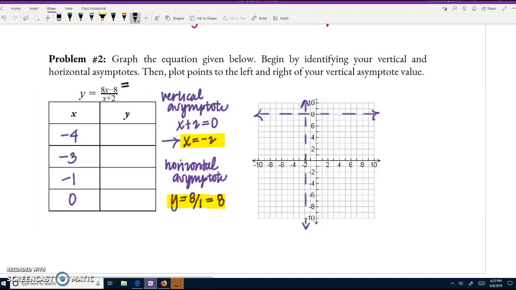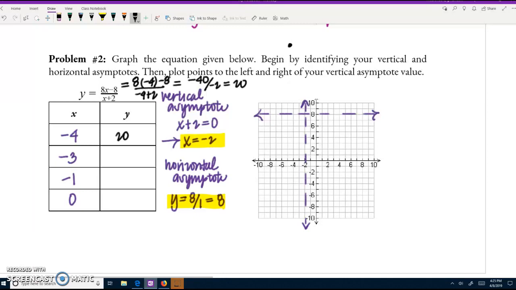So if I plug -4 in, I'll have 8 times -4 minus 8 over -4 plus 2. So 8 times -4 is going to be -32 minus 8 more will be -40. And then -4 plus 2 will be -2. So my y output here is going to be 20. So that value is going to be really far off of my chart. I'll be -4, 20 is going to be somewhere sort of up there.